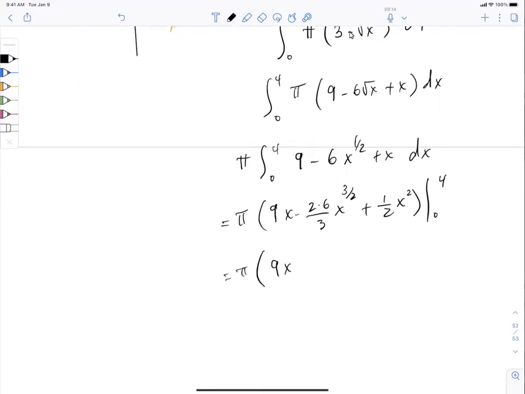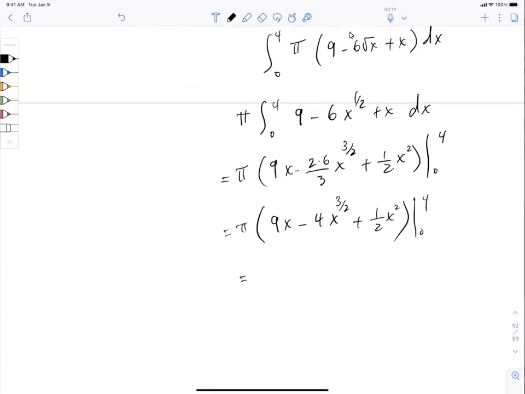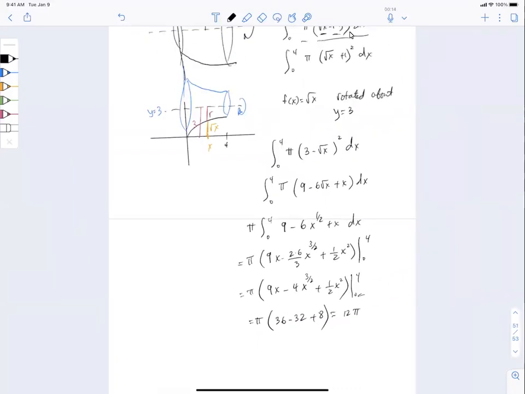Pi times 9x minus 4x to the 3/2 plus 1/2 x squared. So if I plug in 4, I get 36 minus 32 plus 8. Again, making sure I did that correctly: 8 times 4 is 32, and 36, and 8. Perfect. So I get 4 plus 8, which is 12 pi. And at 0, of course, everything is 0, so no difference. Okay, so that's how you calculate the solid if I'm rotating it about a line above the function, sorry.